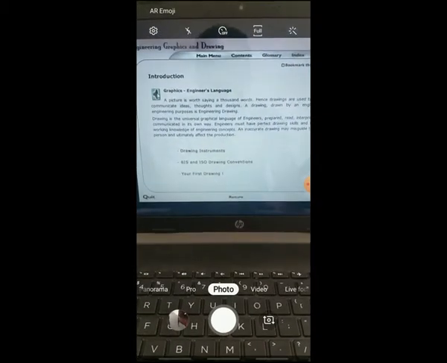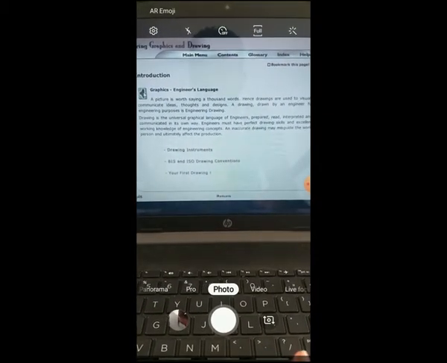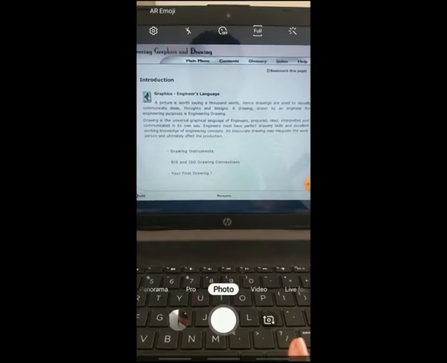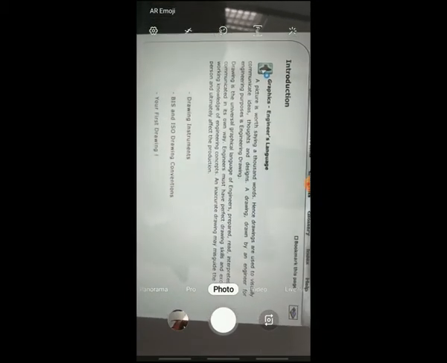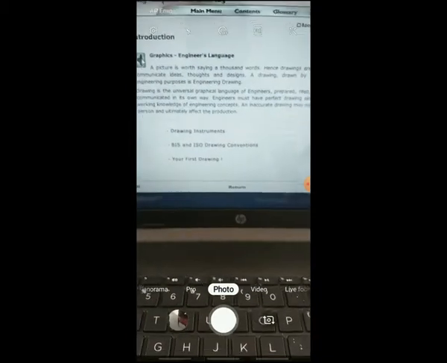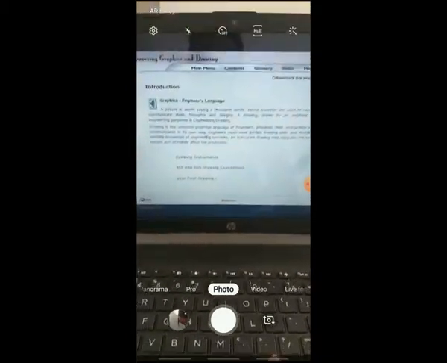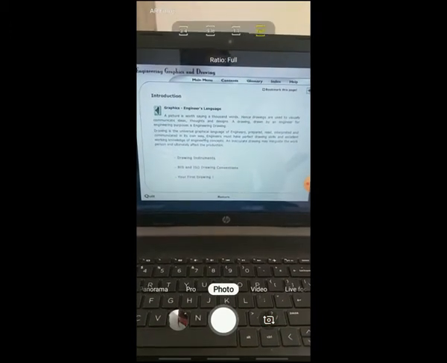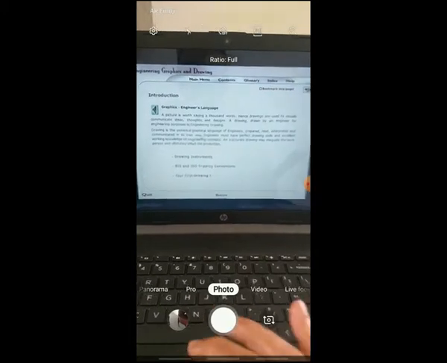Graphics, engineer's language. A picture is worth 1,000 words. Hence, drawings are used to visually communicate ideas, thoughts and designs. A drawing drawn by an engineer for engineering purpose is engineering drawing. Drawing is the universal graphical language of engineers, prepared, read, interpreted and communicated in its own way. Engineers must have perfect drawing skill and excellent working knowledge of engineering concepts. An inaccurate drawing may misguide the worker and ultimately affect the production.